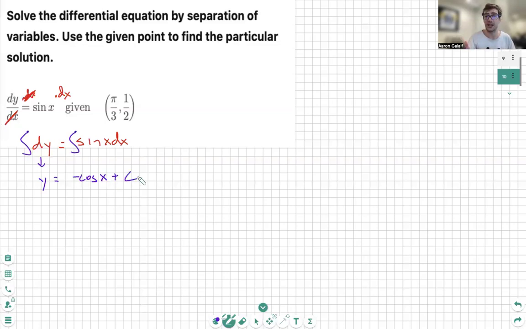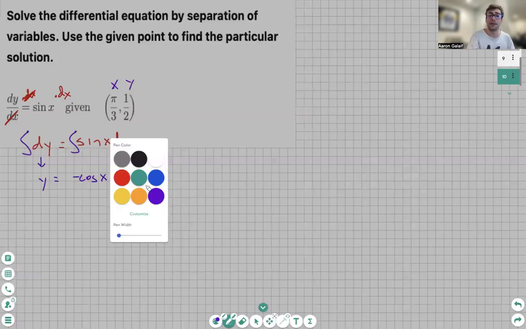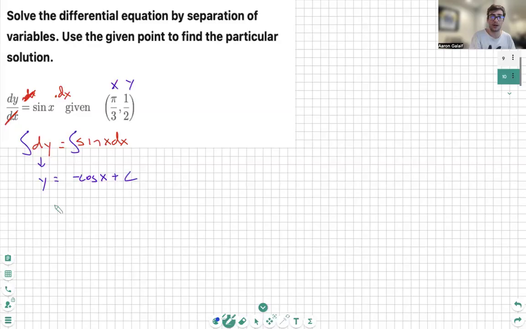So that's the first step. We got through our integration, we have our plus c. The next thing is this particular point is going to solve for our c. So this is an xy point. What that means is I can plug that in for x and y. So y is 1/2, negative cosine of pi over 3 plus c.